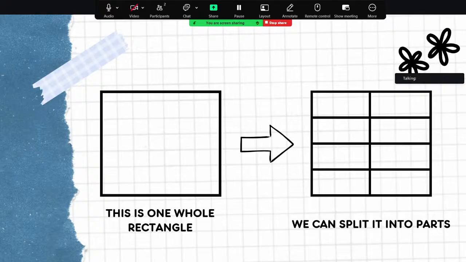So first, let's review how fractions work. When you take a rectangle like this one over here, you'll see one big rectangle, and then you can split it into different equal parts. So here I put one, two, three, four lines, and then we make eight equal pieces of it. So here there's one, and there's another one here, and in total there's eight parts that make up this rectangle.